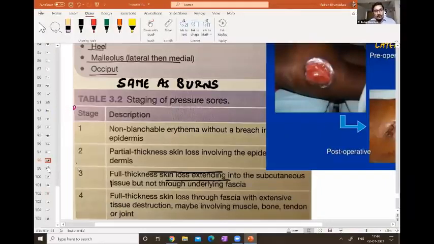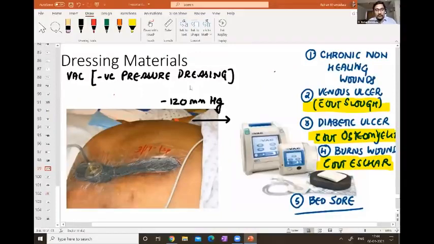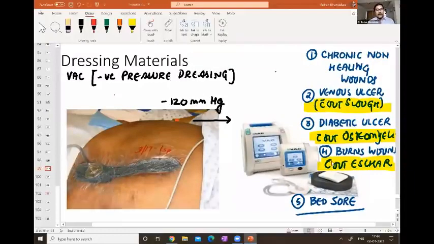Again, very important for your exam is a VAC dressing or negative pressure dressing. Minus 120 millimeters of mercury pressure is used. And I've listed the utility of VAC dressing here. It is used for chronic non-healing wounds, but make sure that you debride the wound before you put a VAC dressing.